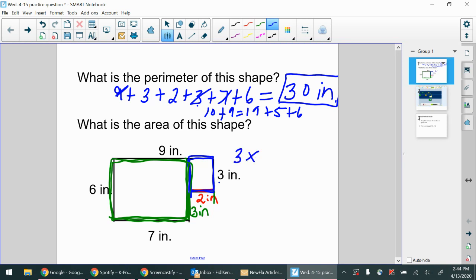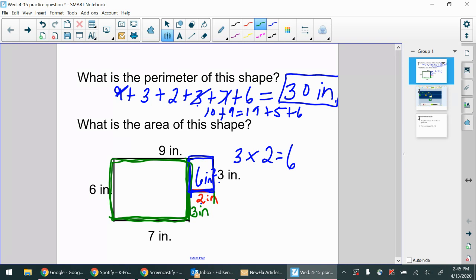And then I need to figure out what to multiply that by. Am I going to multiply it by the 9 or the 2 or the 7? Well, it's not very long of a length, and we did figure out earlier that this little bit right here is only 2 inches. So I'm going to multiply 3 times 2. Those are the dimensions of this smaller rectangle. And 3 times 2 is 6. So the area of this tiny little rectangle I've outlined in blue is 6 inches squared.